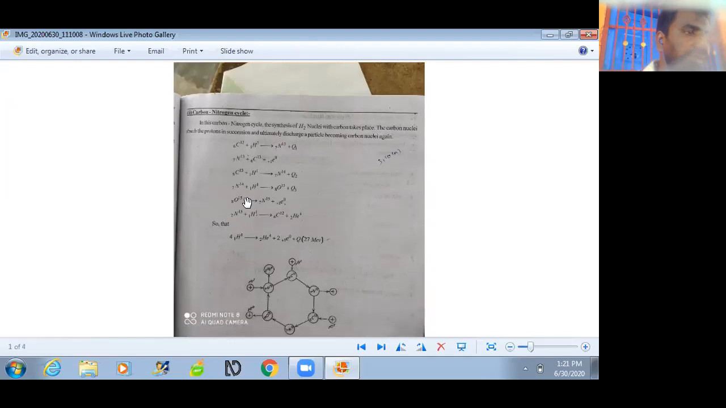When you see the diagram of the carbon-nitrogen cycle, you can understand the total carbon-nitrogen cycle. Here I explain a nuclear fusion reaction. What is a nuclear fusion reaction? Two lighter nuclei combine to form a heavy stable nucleus, which is called a nuclear fusion reaction.